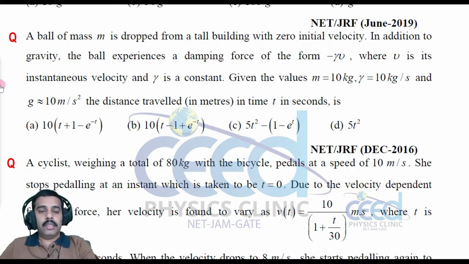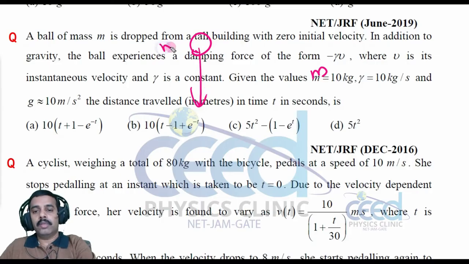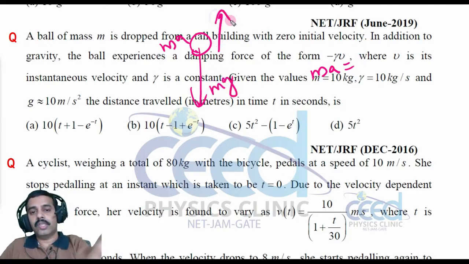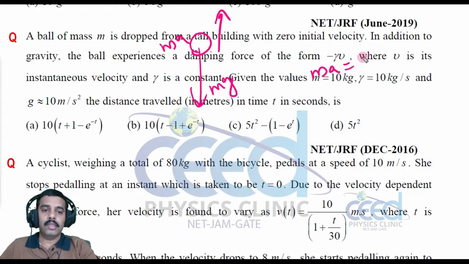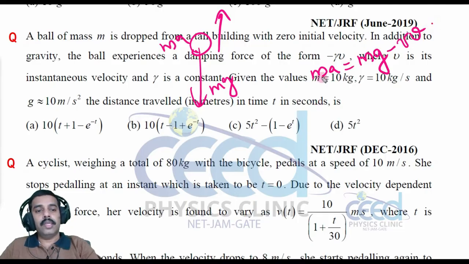So let me write the equation of motion for this. The net force acting on it: suppose a body is dropped from a height. Its net force is ma. What are the different forces? mg is acting downward and the resistive force is upward. So ma is equal to the effective force, mg minus gamma v.